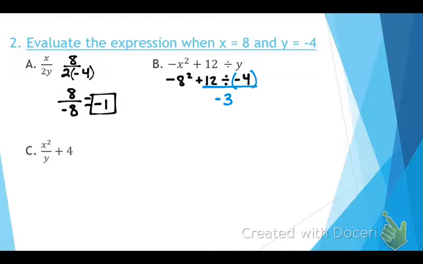Do I know what this answer is right here? 8 squared. Yes. What is 8 squared? Okay, not 16 because I got to do 8 times 8. Okay, so let's drop down our negative sign. 8 times 8 is 64. And there's one more thing I need to drop down. What is it? The plus sign.